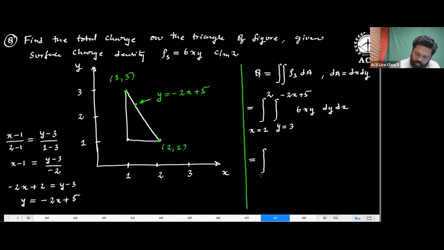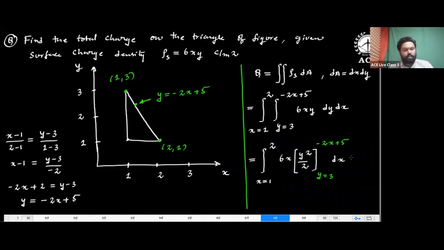So here it is, x is from 1 to 2. 6x into y square by 2. Limits are y from 3 to minus 2x plus 5, into dx. Substitute upper limit minus lower limit. I'm going to turn the page.